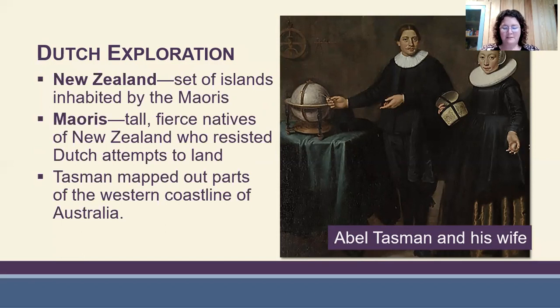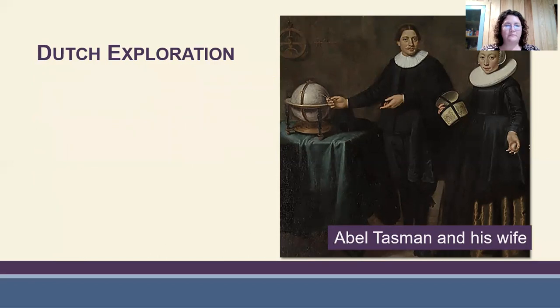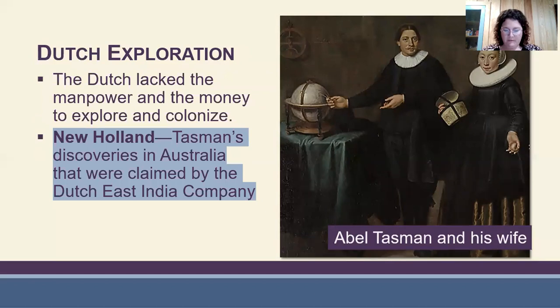On the second expedition in 1644, Tasman mapped out parts of the western coastline of Australia. Even though the west coastline looked uninviting, the Dutch knew that in such a sizable land, there might be better places for settlement. However, the Dutch lacked the manpower and the money to explore and colonize. To avoid drawing attention to the area, the Dutch East India Company suppressed many of Tasman's findings. They claimed the land they found and named it New Holland.